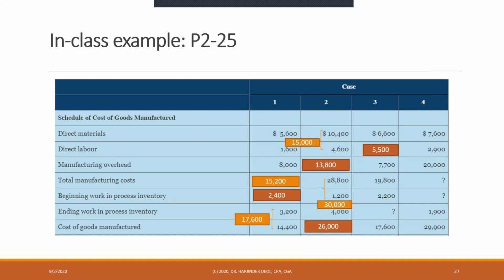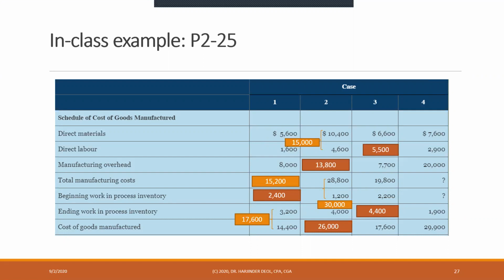In a similar vein, given that total manufacturing costs are 19,800 and the beginning work in process inventory is 2,200, the two numbers added together, 19,800 plus 2,200, gives us $22,000 in total. Because the cost of goods manufactured is provided to be $17,600, we can calculate the ending work in process inventory as the missing number, 22,000 minus 17,600, $4,400.